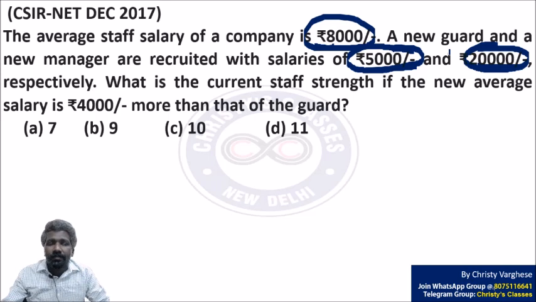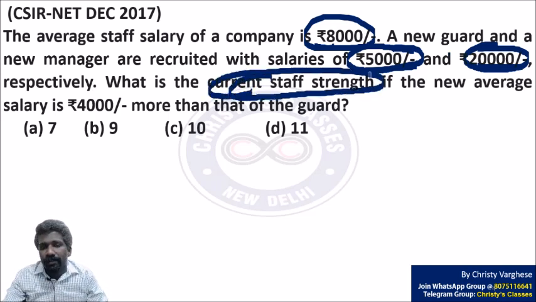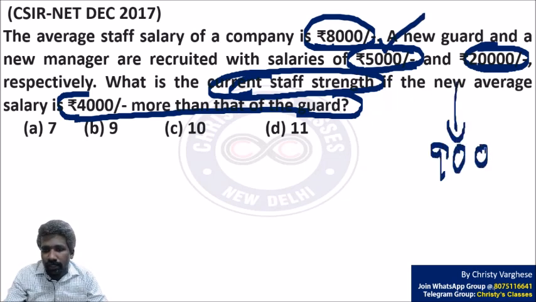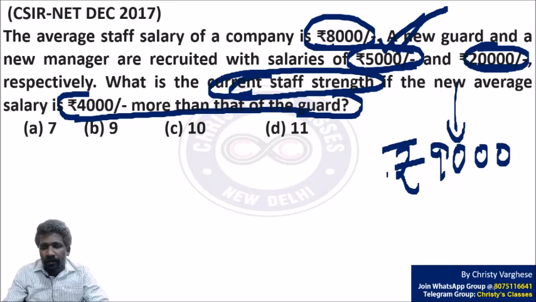What is the current staff strength? That means after the guard and manager are added, what is the new staff strength? That is the question. If the new average salary is 4,000 more than that of the guard, that means 4,000 more than the salary of the guard. Salary of the guard is 5,000. 4,000 more than that means new average salary will be 9,000, because it is 4,000 rupees more than the 5,000 rupees the guard is getting. So new average salary is 9,000, old average salary is 8,000. That is a simple idea.